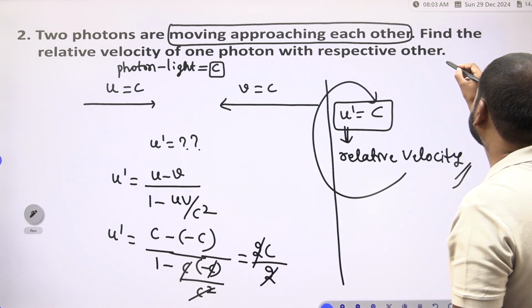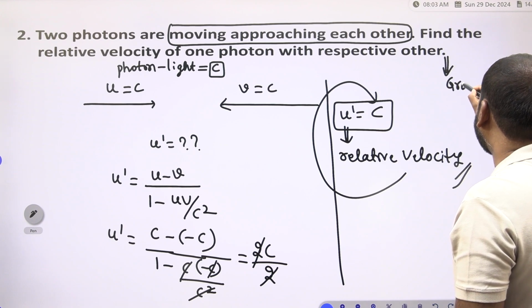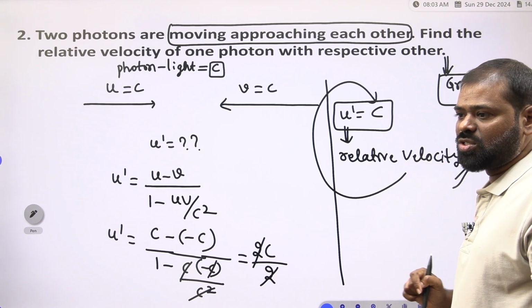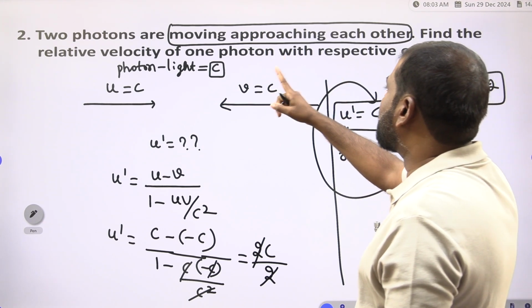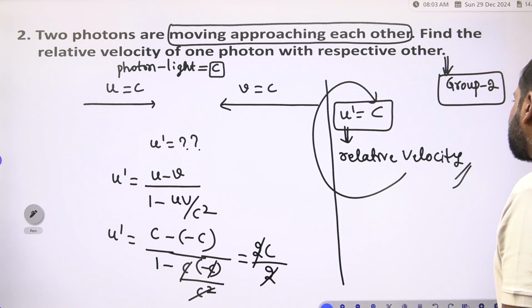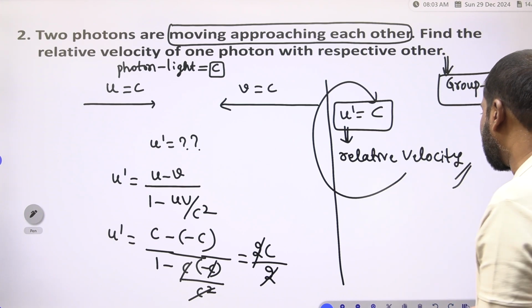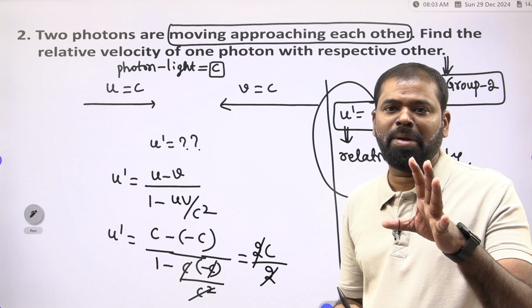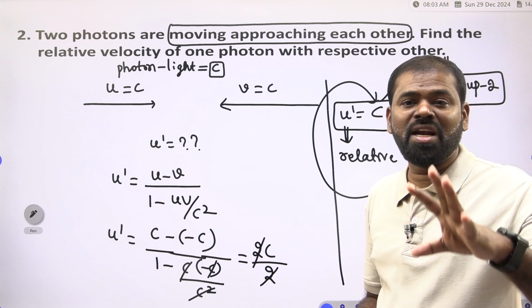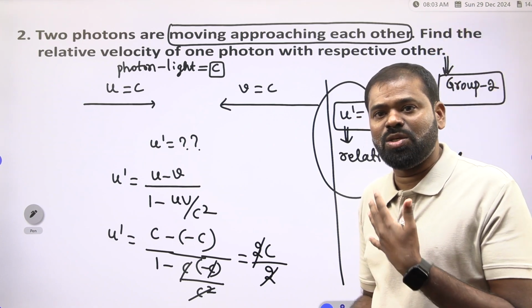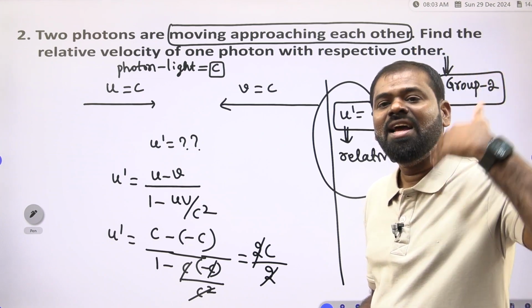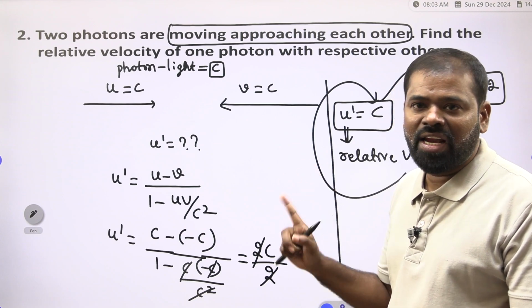The same question they are asking in the Group 2 examination, in General Science. Two photons are moving approaching each other. Find the relative velocity of one photon with respect to the other. If you have to say it blindly, remember that if it is a photon, the velocity is c only, whether it may be relative velocity or any velocity. Because the photon will go with photon velocity only, not lesser than that, not greater than that. Clear? This is very, very important.